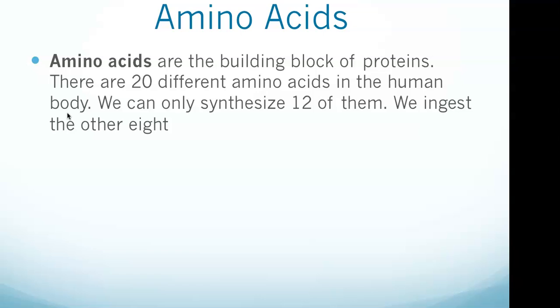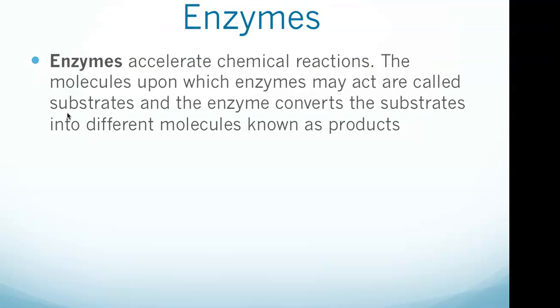Amino acids are the building blocks of proteins. There are 20 different amino acids in the human body. We can only synthesize 12 of them. We ingest the other 8. The key elements of an amino acid are carbon, hydrogen, oxygen, and nitrogen, although other elements are found in the side chains of certain amino acids.